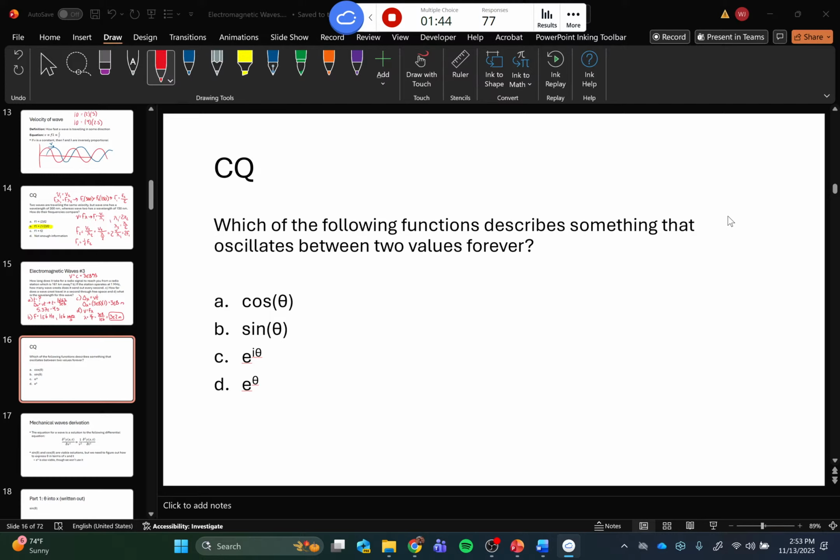All right, give y'all 5 more seconds. I don't want to spend too long on this. 3, 2, 1.